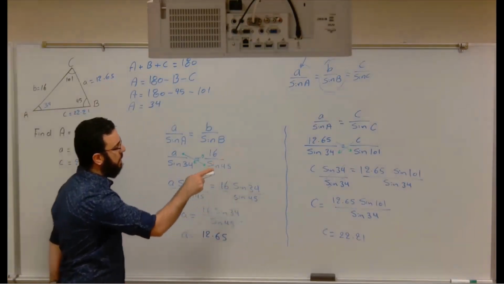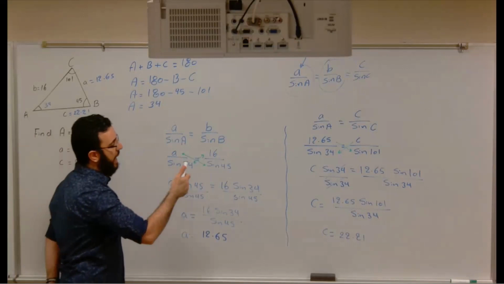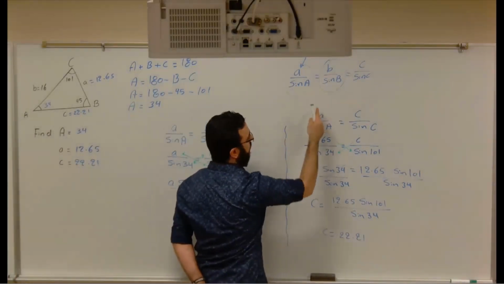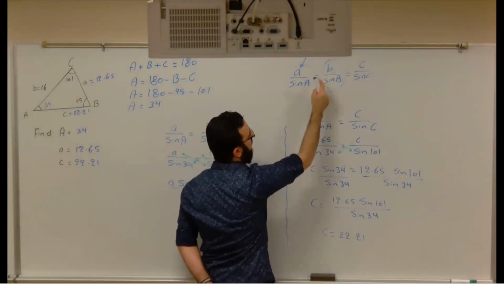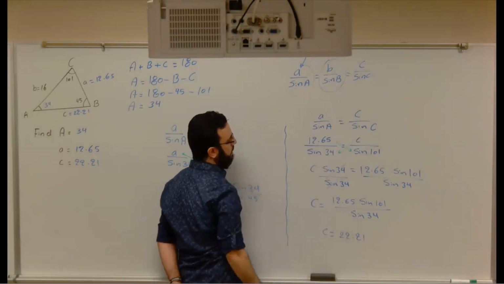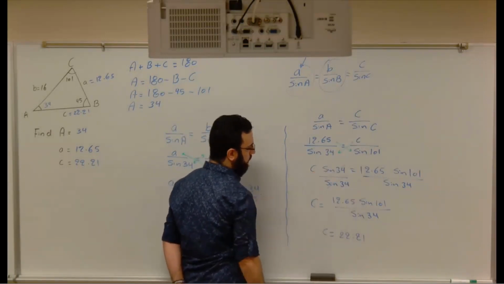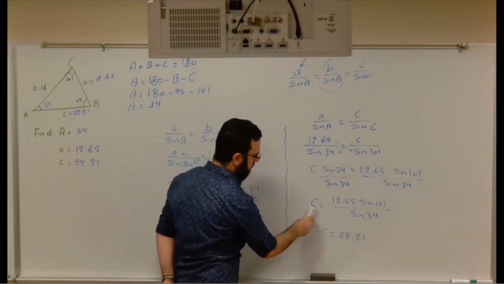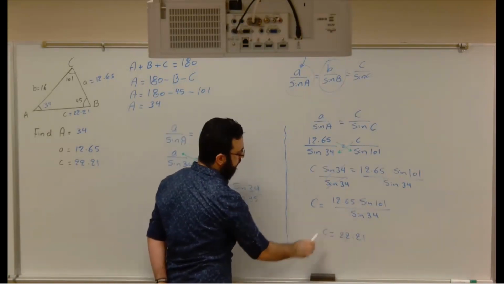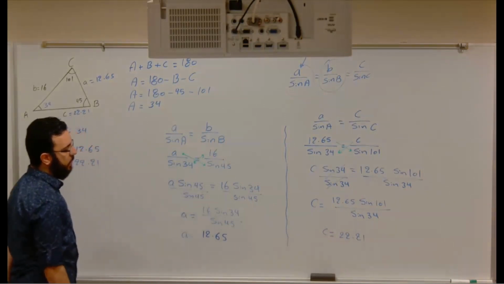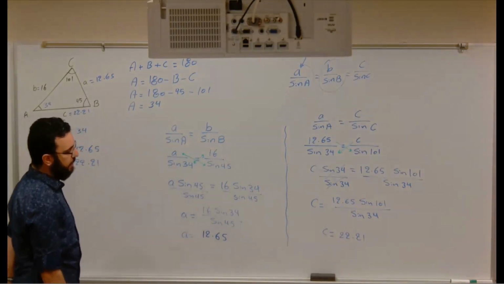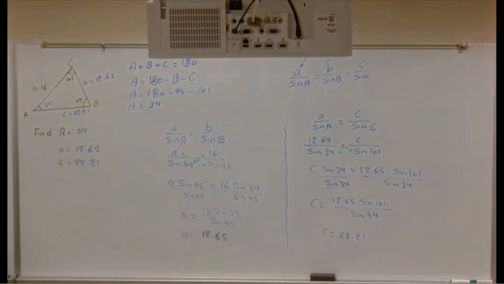And with the second part, you can use A or you can use B. So you have the side A, you have the side B to find the side C. You do the same thing, plug in, do the cross product, and then C is going to be equal to 12.65 sine 101 divided by sine 34. C is going to be 22.21.